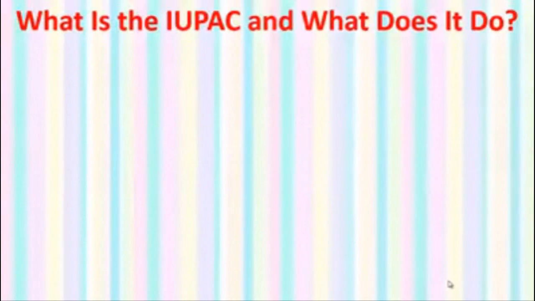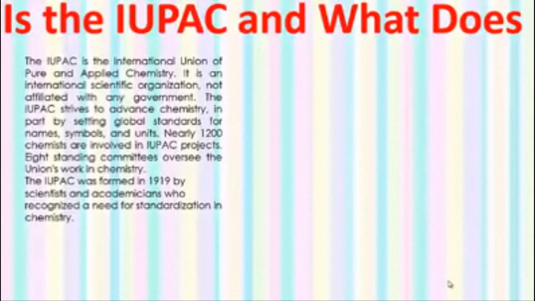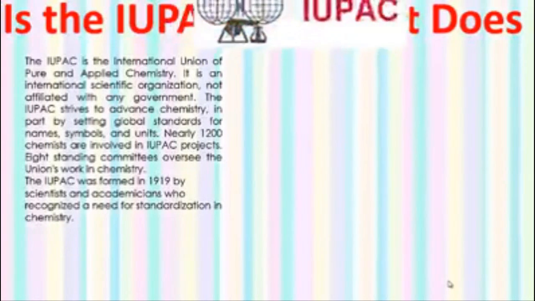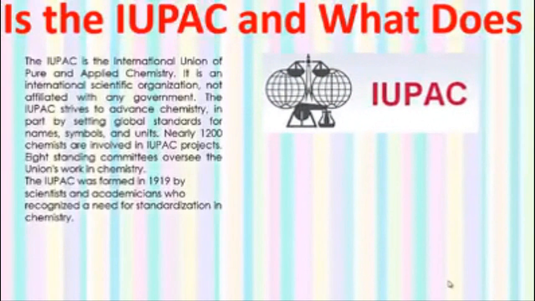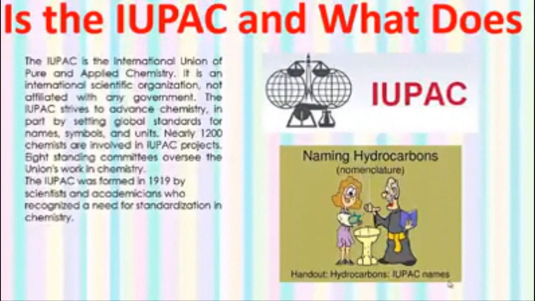But what is IUPAC and what does it do? IUPAC is the International Union of Pure and Applied Chemistry. It is an international scientific organization, not affiliated with any government. IUPAC strives to advance chemistry in part by setting global standards for names and units. IUPAC was formed in 1918 by scientists and academicians who recognized a need for standardization in chemistry.